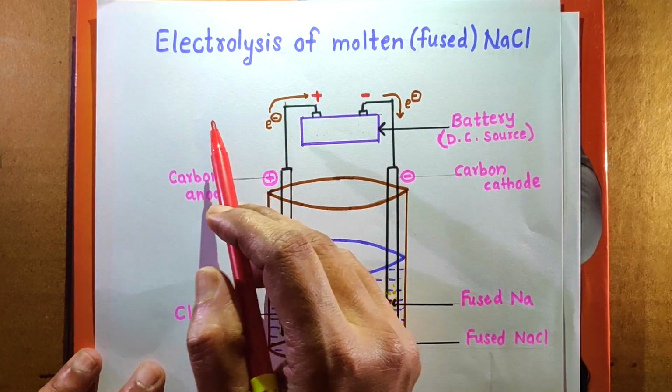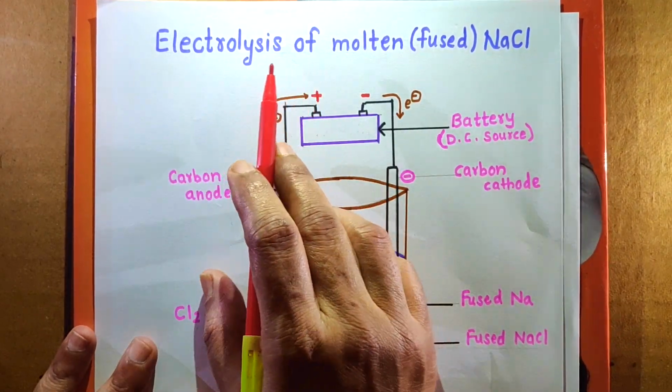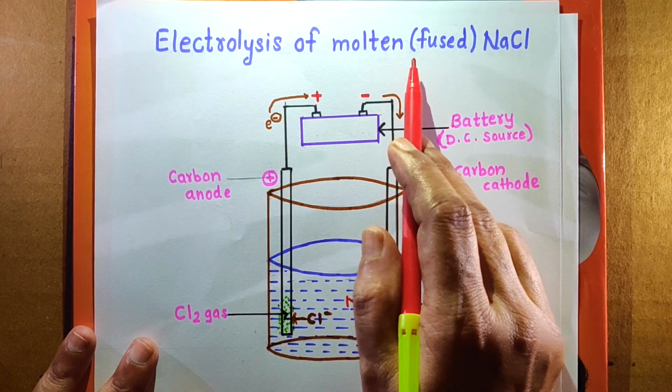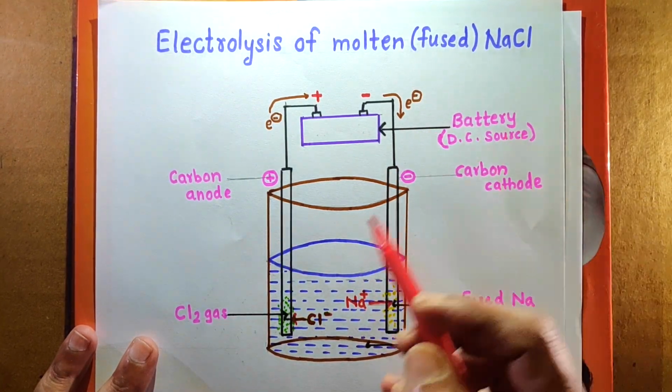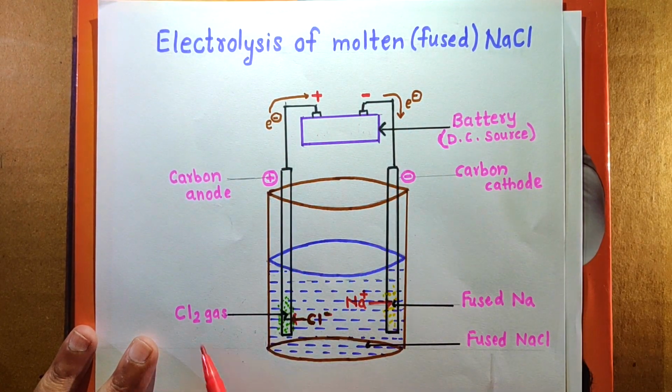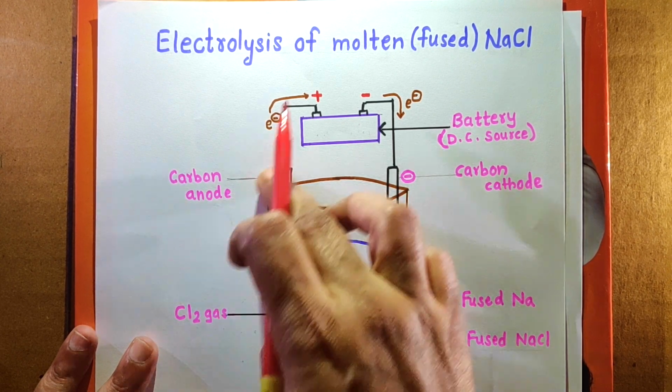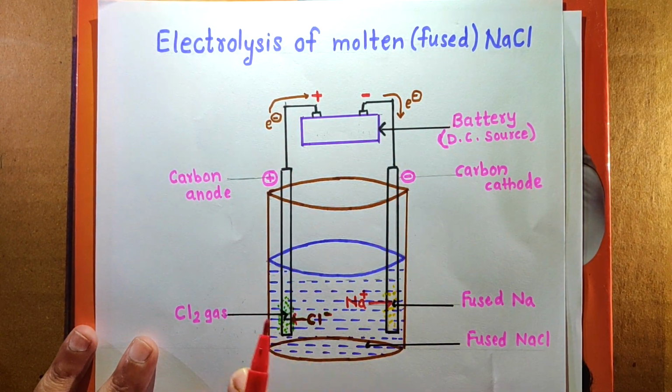Here I have to explain electrolysis of molten or fused NaCl. This construction, this diagram, that is called as electrolytic cell. That means in this cell, electrical energy is converted into chemical energy.